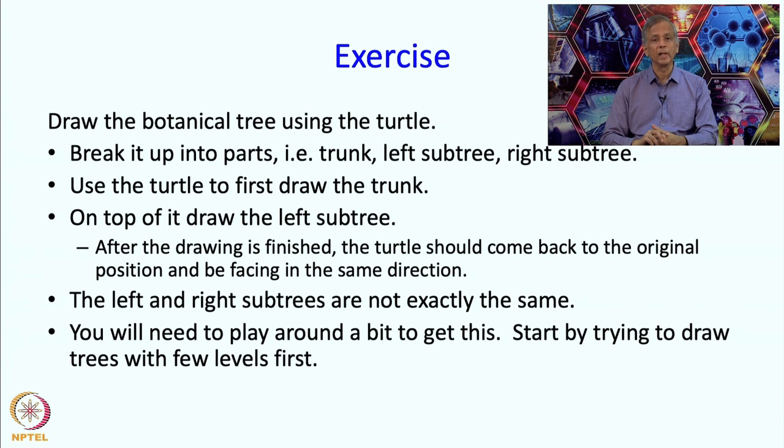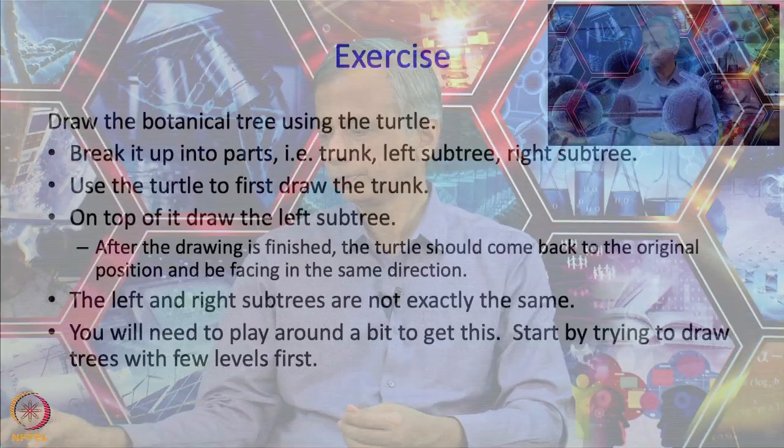Okay? And then if you observe the structure of the tree, you will see that the left and right subtrees are not exactly the same. Okay? So the right subtree, first of all, doesn't originate at the same place, and second, it is rotated a little bit. Okay? So you will have to play around a little bit to get this. And a suggestion is that don't try to draw the whole thing at once, but first draw a tree with small number of levels. So maybe just start with level equal to 1 and just see whether your program is drawing just the trunk. That should be easy, but then move on to level 1, level 2, and so on.